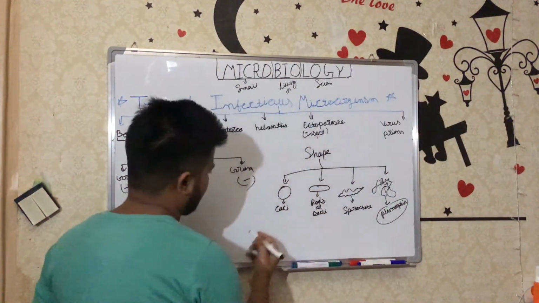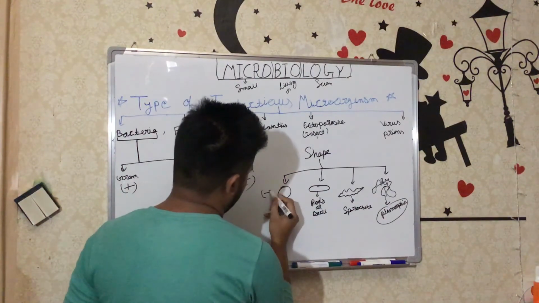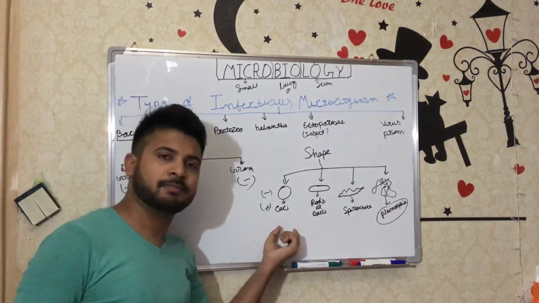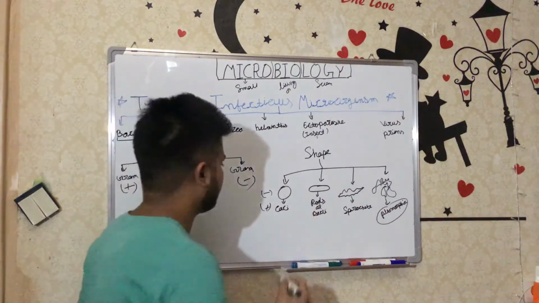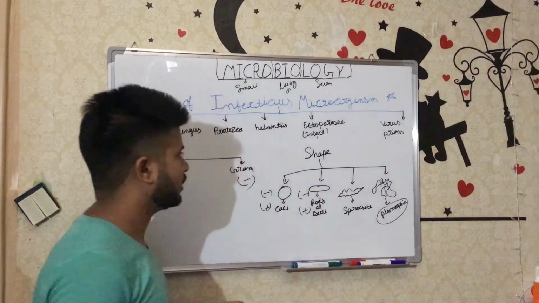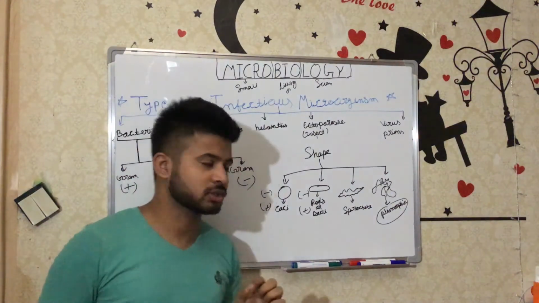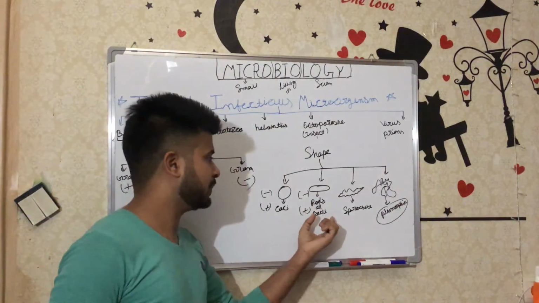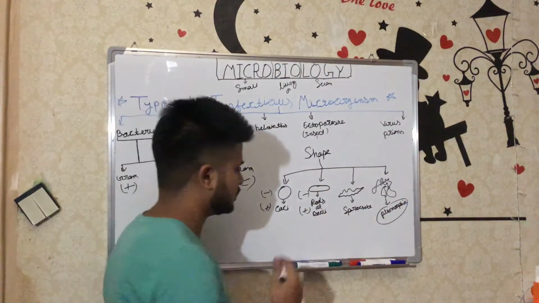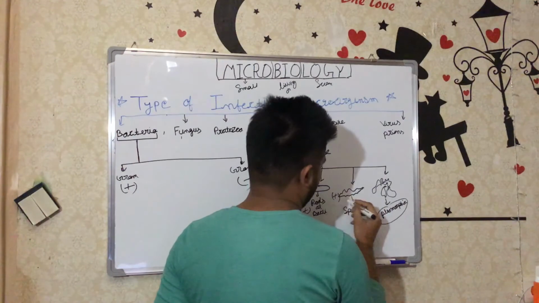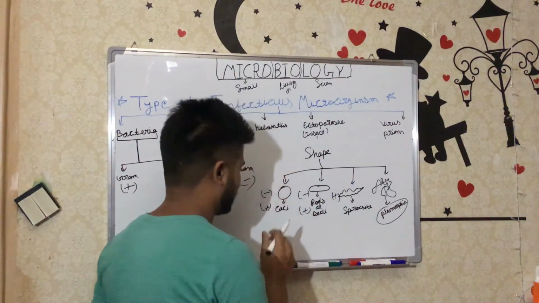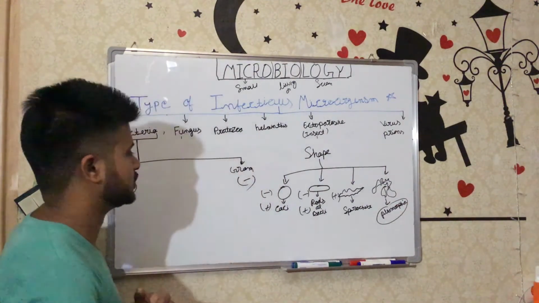Cocci can be gram negative or gram positive, meaning there are gram negative bacteria which belong to the cocci shape. It's the same thing here, gram negative and gram positive: according to the morphological structure, a bacterium may look like a rod shape, but it could be a gram negative rod or a gram positive rod. The same goes for spirochete and pleomorphic, but mostly cocci and rod or bacillus shapes are discussed with gram staining, gram positive and gram negative.